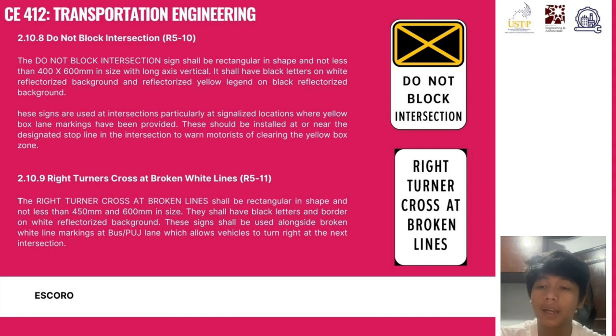So this sign shall be rectangular in shape and not less than 450 by 600 mm in size. They shall have black letters and border on white reflectorized background. These signs shall be used alongside broken white line markings at bus lane, which allows vehicles to turn right at the next intersection.